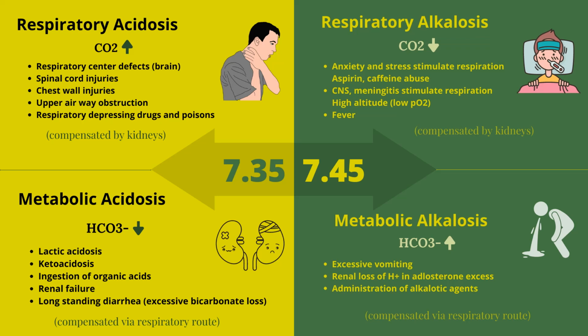Respiratory alkalosis is a rise in pH due to lowering of carbon dioxide partial pressure in blood. It occurs due to excessive carbon dioxide washout by hyperventilation. Kidneys compensate respiratory alkalosis by excreting more bicarbonate.